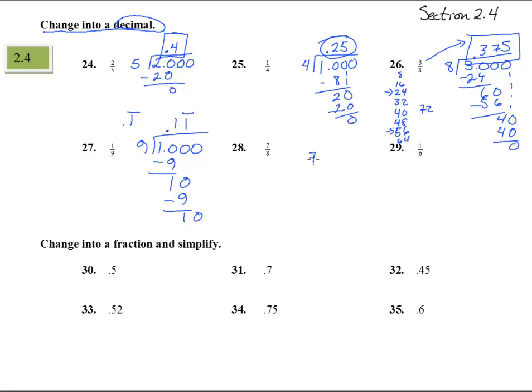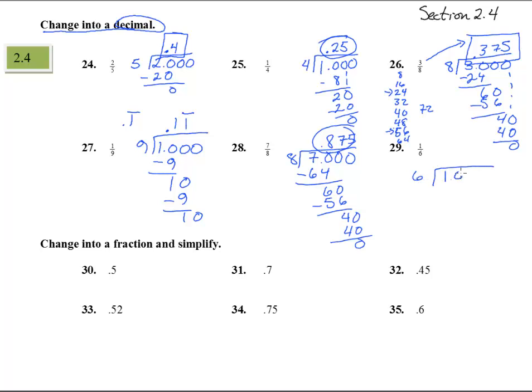7/8. So 7 divided by 8. We've got the list of 8 multiplication tables up there if we need them. So 8 goes into 70. Nope, 9 doesn't work. Looks like 8 times, which is 64. Subtract that and we get 6, 0, which is 7. 7 times 8 is 56. Subtract and we get 40, which ends in a 5. So we get 0.875.